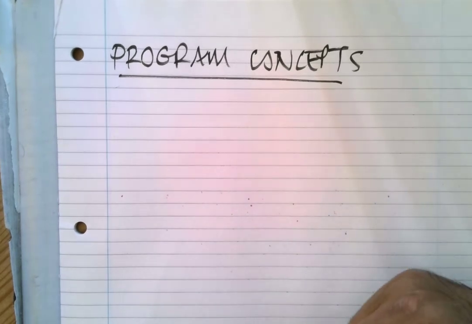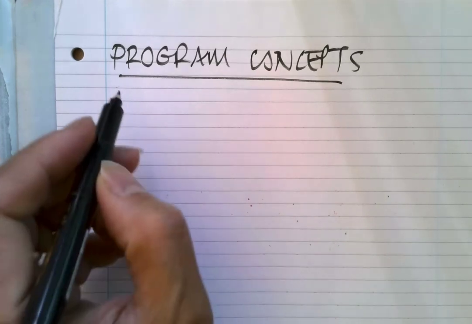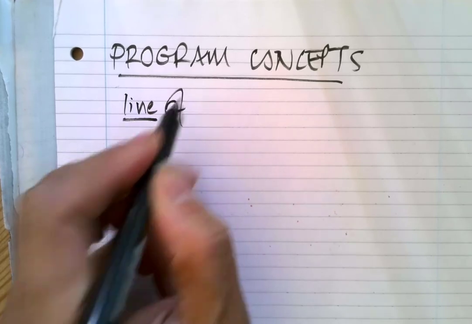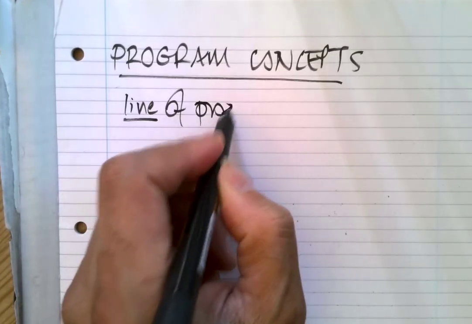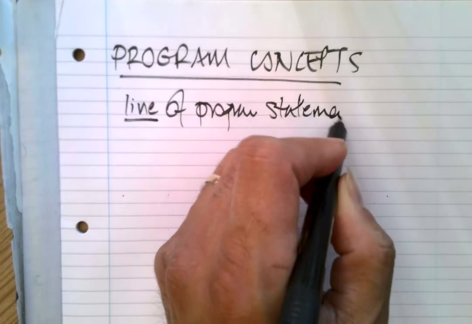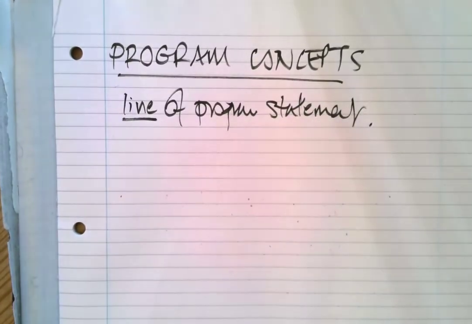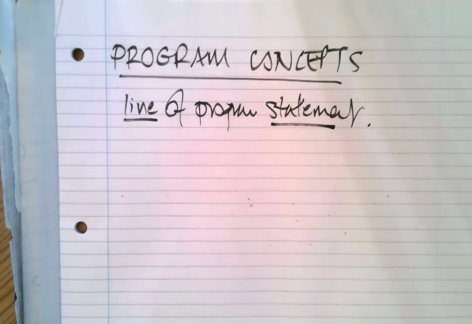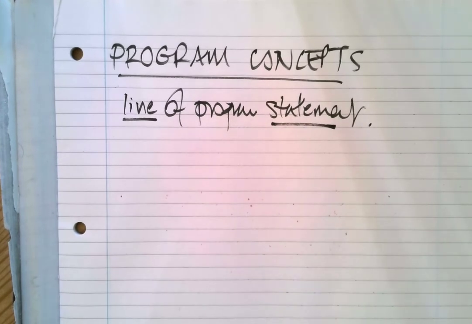The first thing to say is that every line of a program is called a statement. You'll notice the language will talk about a statement, a single line, and you'll notice that's a kind of language thing that we do, right?